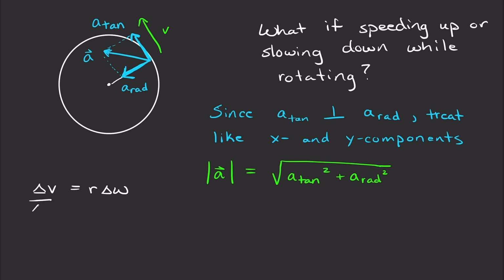And if we divide by delta t on both sides, then on the left we have just average acceleration, delta v over delta t. And on the right, this quantity, delta omega over delta t, that's just the average of the angular acceleration. So this becomes r alpha average. And similarly, you can make an argument to get your instantaneous acceleration, and you get a equals r alpha.